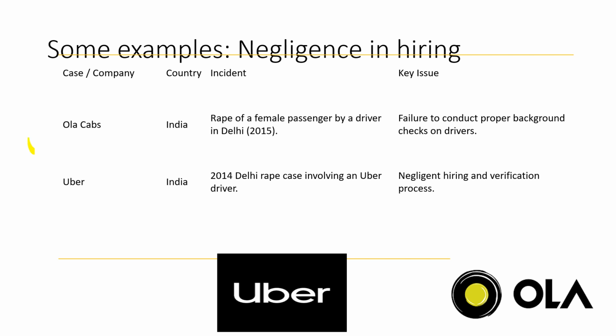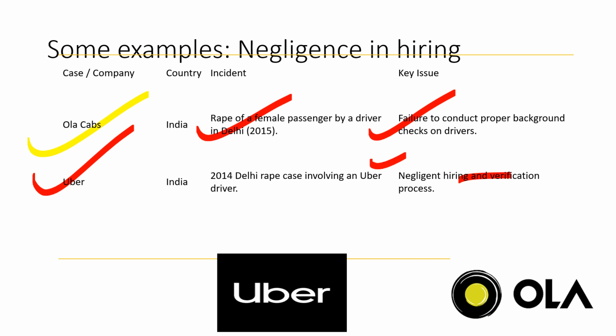There is some data in support of the previous slides on why hiring the right person is important. The first example goes to Ola Cabs. In India, the rape of a female passenger by a driver in Delhi was reported in 2015. The issue was the failure to conduct proper background checks on the driver, because this driver had a previous criminal record. The second example is Uber. In 2014, the Delhi rape case involved an Uber driver, with negligent hiring and verification process. The same kind of case, in the same location.